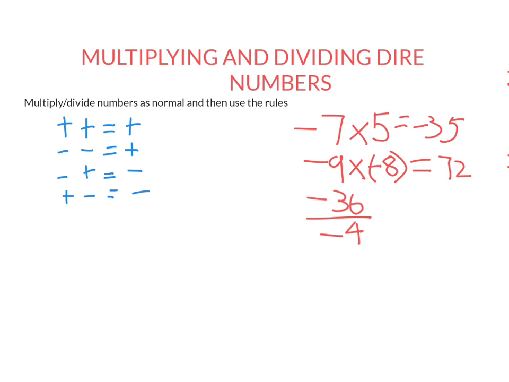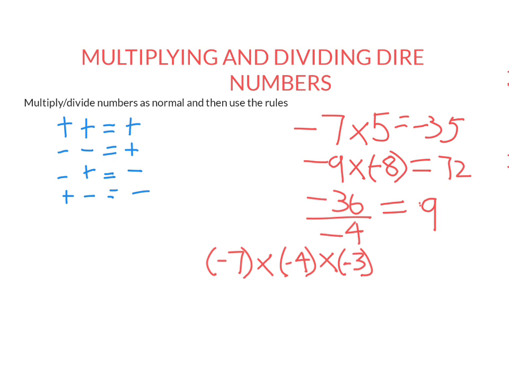It's the same when we're doing division, and note that this fraction line here means divide. So this is saying minus 36 divided by minus 4. We do the same thing. We just do the numbers without paying attention to the negatives. So 36 divided by 4 is 9. And because I have a negative divided by a negative, the answer is positive. So I'm done.